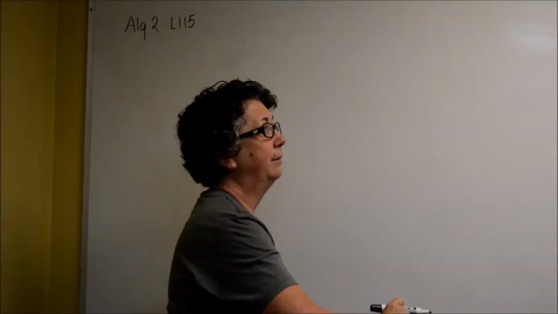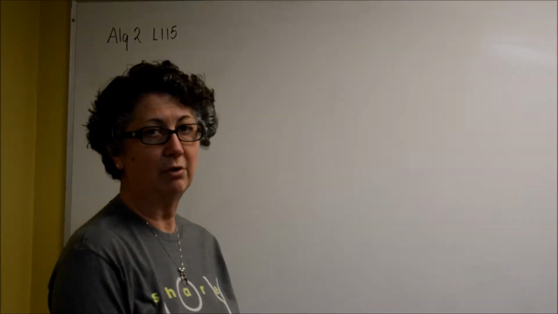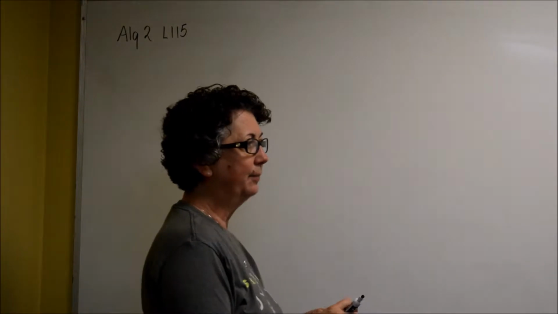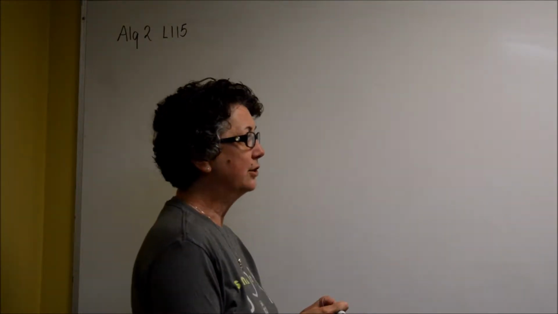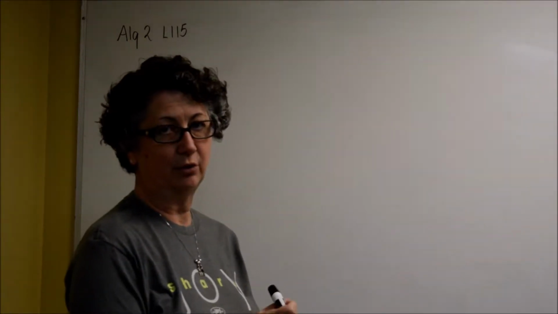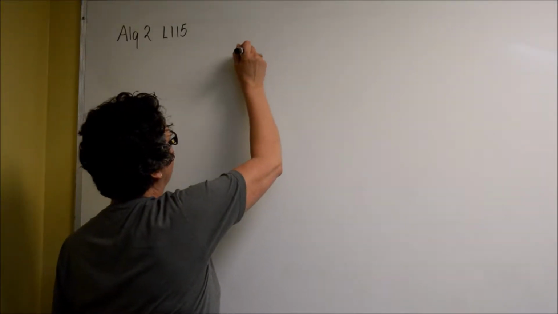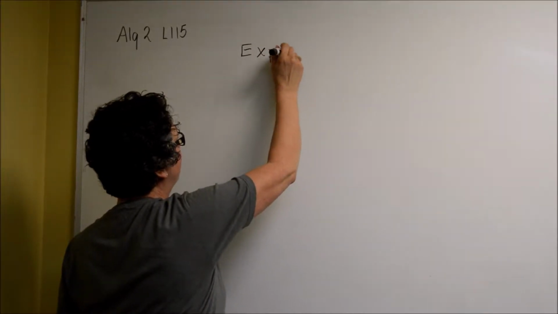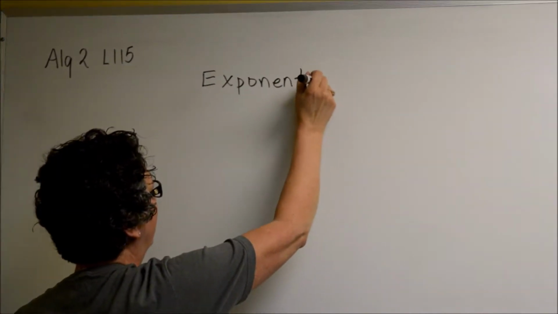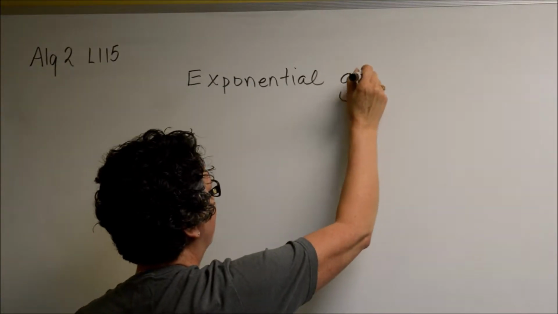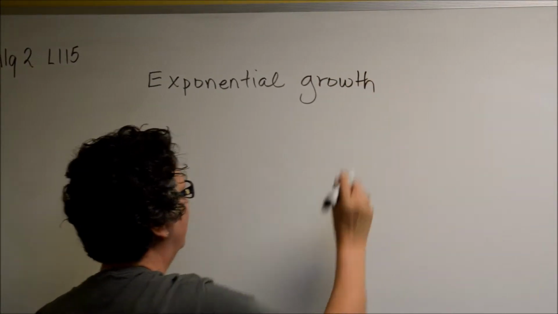If you have bacteria growing in your petri dish in biology, it's going to grow at an exponential rate. If in physics you are measuring the decay of radiation, it's going to decay at an exponential rate. And all of those, so we're going to start with exponential growth. I'll start with growth.